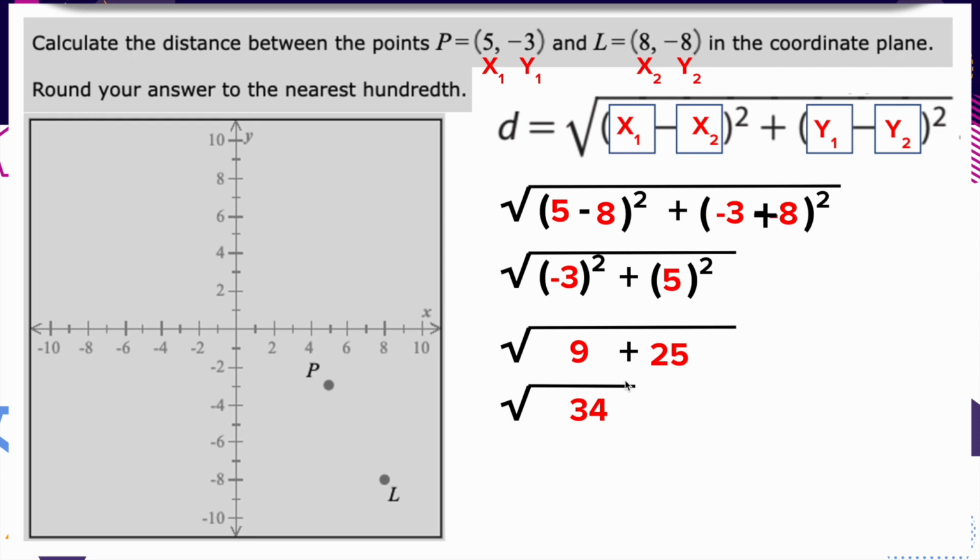So you want to make sure when you're on your calculator that you type in 34 and click square root. Most calculators are going to require you to type it in first and then click square root. So when you do that, you end up with 5.830951... It keeps on going. They want us to round to the nearest hundredth. So I go to the second decimal place, that's my hundredth, and I look at the next number. Since that's 4 or less, I just round down to 5.83.